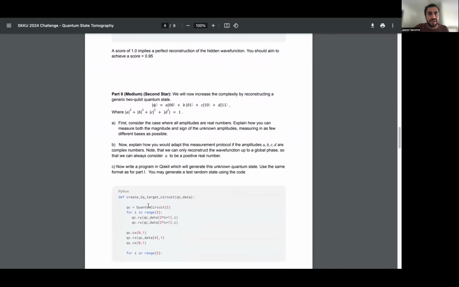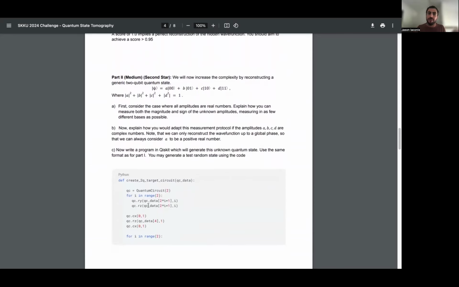The second problem increases the complexity, not too much, but this will be your second star. We're going to now have a hidden 2-qubit quantum state, and your goal is to figure out what these complex coefficients A, B, C, and D are. So first, just explain how you would do this, imagining that A, B, C, and D are real numbers that could be either positive or negative. And then in part B, imagine that they're actually fully complex numbers.